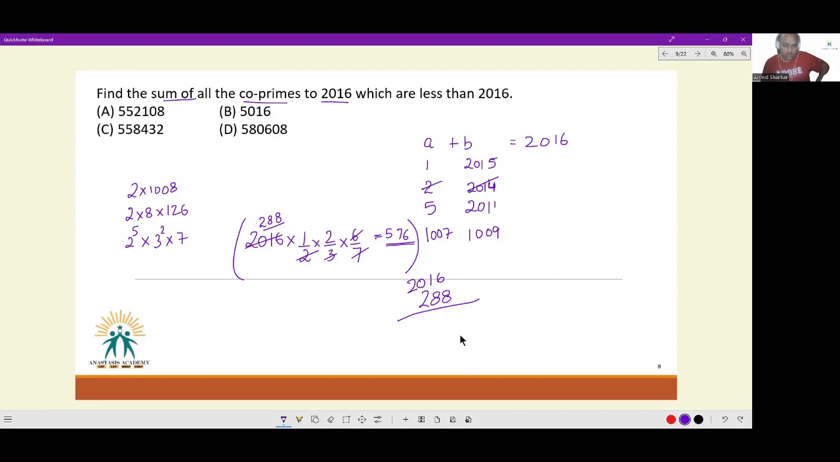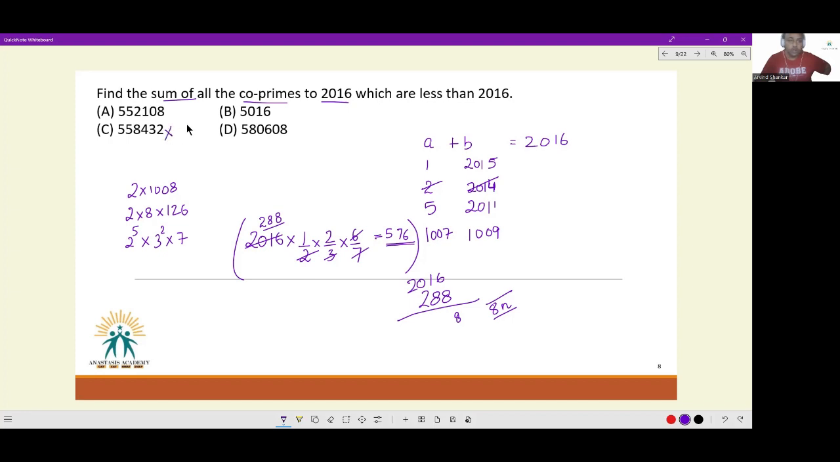Now hopefully you can quickly answer. The answer has to be option D. I don't need to engage in maths this time because when I have 2016 and 288 multiplying, I know my answer has to be a multiple of 8 and the unit digit has to be 8.